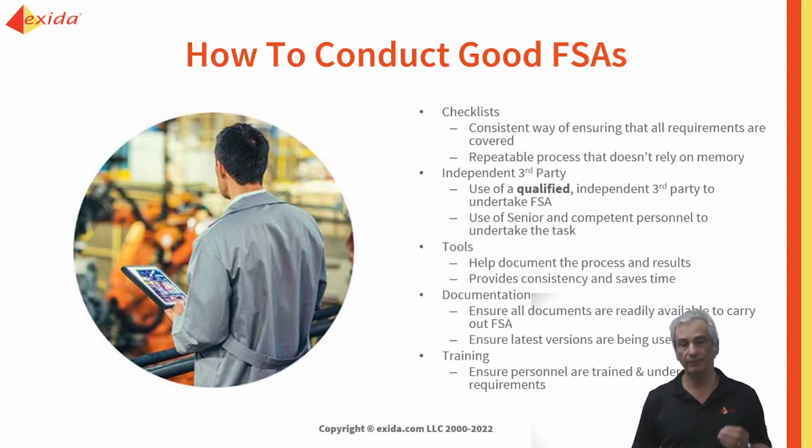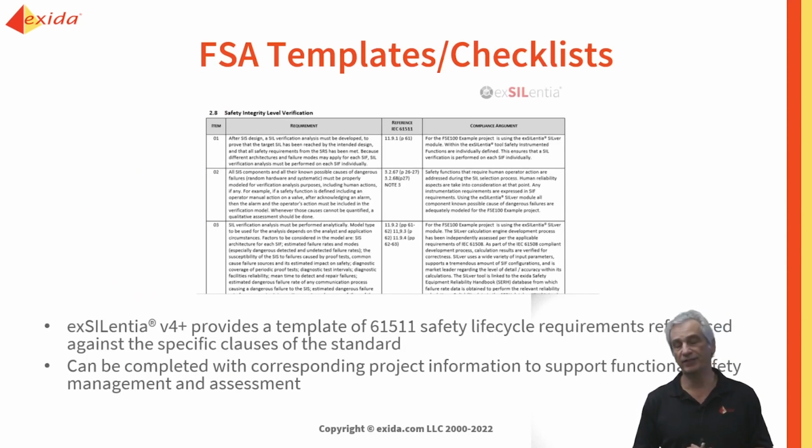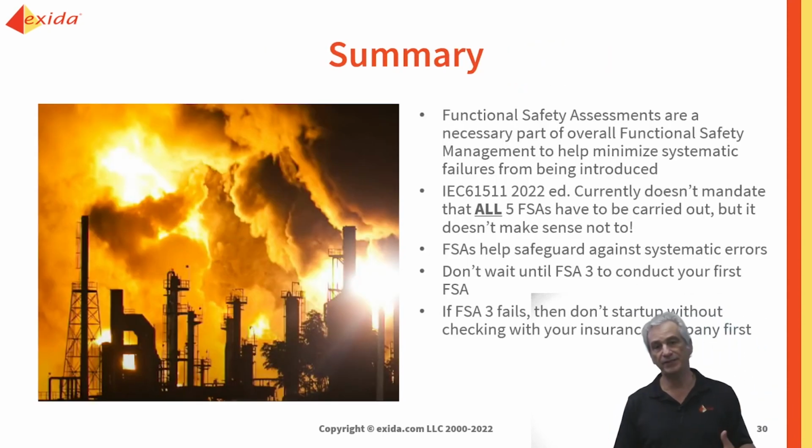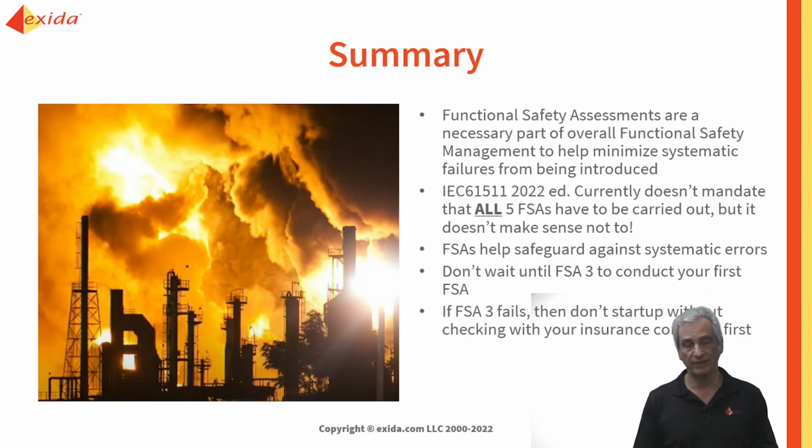If we follow through with that, we will have good functional safety assessments that will give us the chance to find those potential systematic issues. You can have used tools, as I said, for example, exida's Excellencia has templates and checklists. These are all readily available if you have the tool, and this helps with making sure we're consistent again. So these are the things behind it, and remember that functional safety assessments are there for a reason. They're there to help us find potential systematic problems before we get too far down the line. So it's a necessary part of functional safety management.